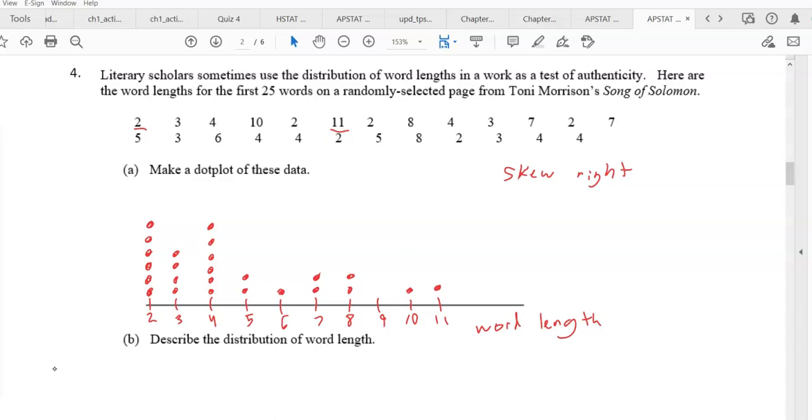Center. We've got to find the center here. Looks like there are 25, so the 13th. It might be easy to count: 1, 2, 3, 4, 5, 6, 7, 8, 9, 10, 11, 12, 13. So let's say that one's in the middle. So 4 is the median word length.